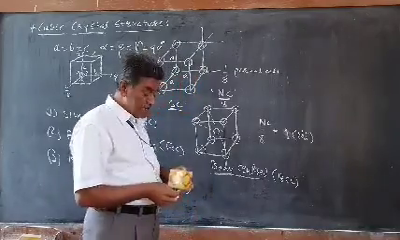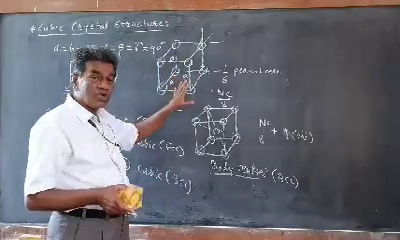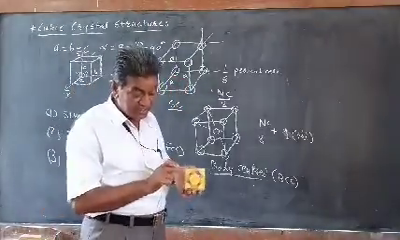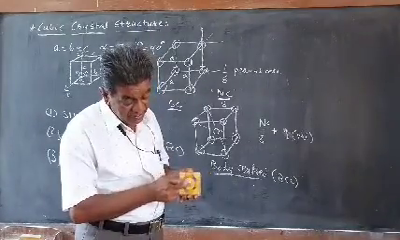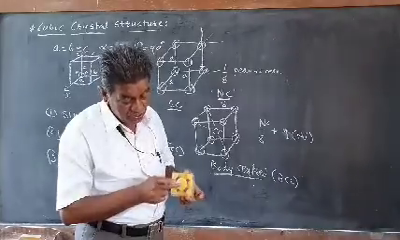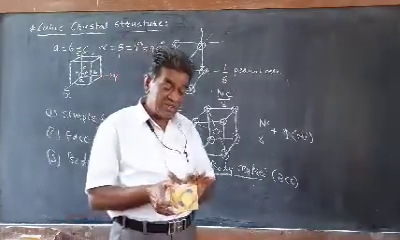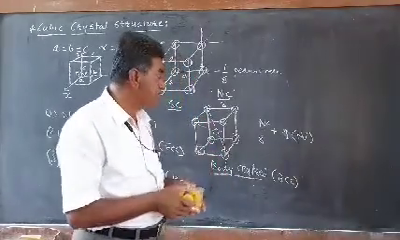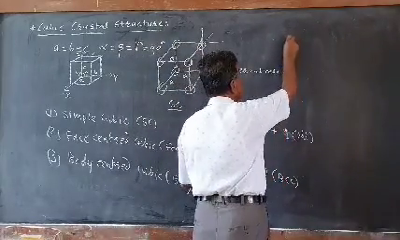If, in addition to the corner atoms, extra atoms are located at the center of the faces of the unit cell, as shown in this model, this is a face and the center atom is located here, here, and here too. There are 6 faces, so you get 6 face centered atoms. Then it is known as a face centered unit cell.